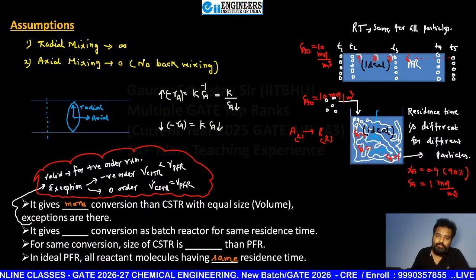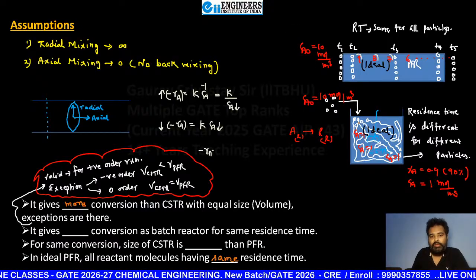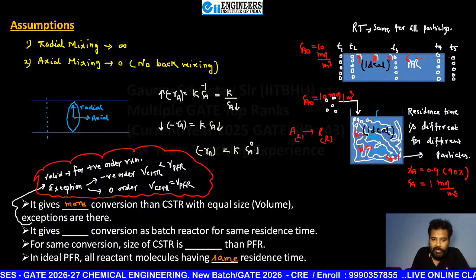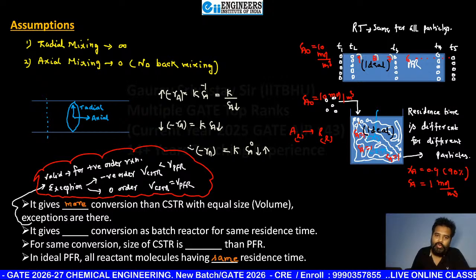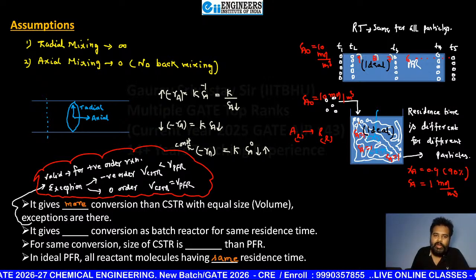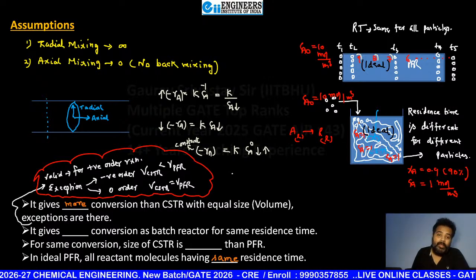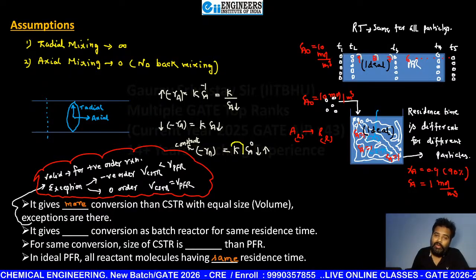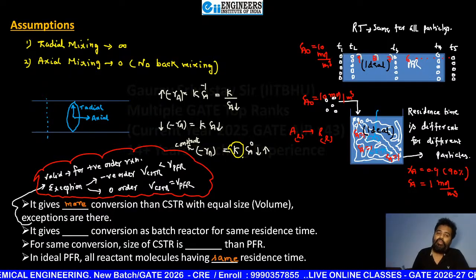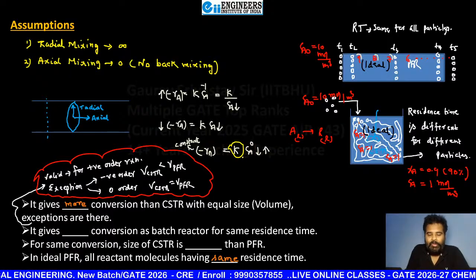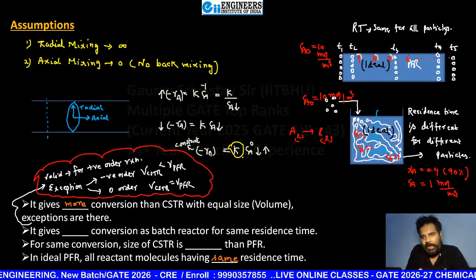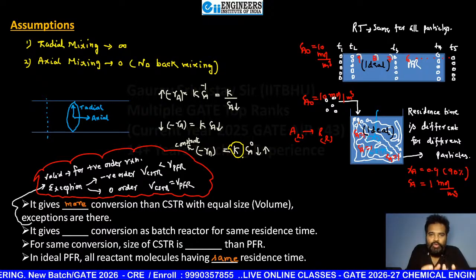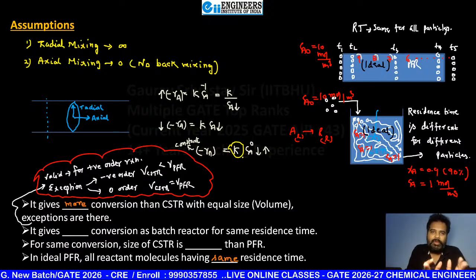If it is a zero order reaction, what is the meaning of zero order here? The rate is k CA raised to power 0. Whether CA decreases or increases, nothing is going to change; the rate will remain constant. So what factor is going to affect the rate now? Only temperature. It is dependent on temperature, not concentration. That's why an ideal CSTR or an ideal PFR will both provide you the same conversion.